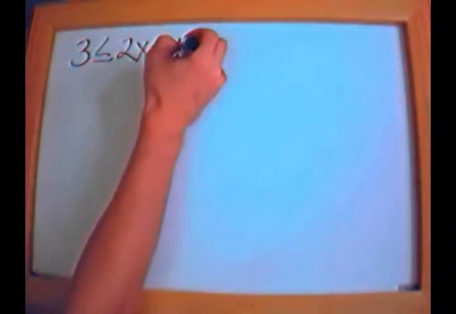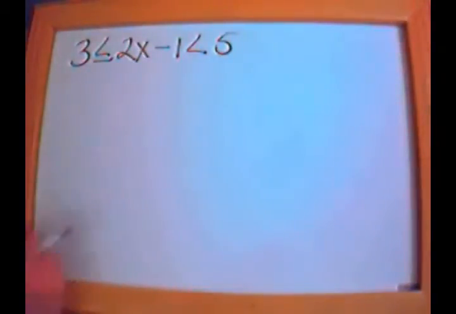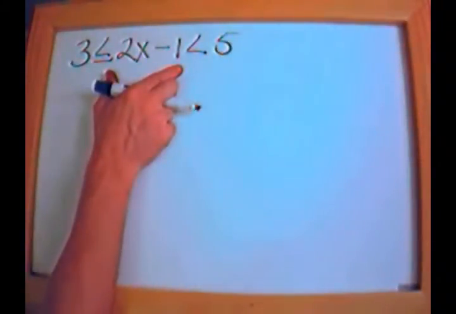I have 2 more problems, and we're going to call this section done. What if I have 3 less than or equal to 2x minus 1 less than 5? I want to get the x by itself.